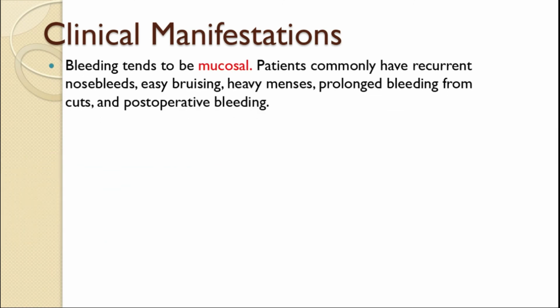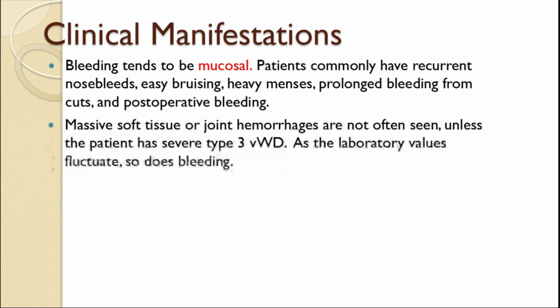Now, the clinical manifestations of this disease. Bleeding tends to be mucosal. Patients commonly have recurrent nosebleeds, easy bruising, heavy menses, prolonged bleeding from cuts, and postoperative bleeding. Massive soft tissue or joint hemorrhages are not often seen unless the patient has severe type 3 von Willebrand's disease. As the laboratory values fluctuate, so does bleeding.